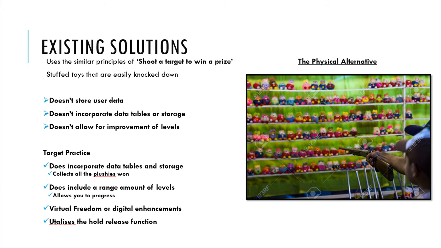Existing solutions. This is a physical alternative found on Google Images. It seems to follow the same principles of the game, which is shoot a target and win a prize. However, the game does not store user data, doesn't incorporate data tables or storage, and doesn't allow for leveling. My game, Target Practice, will incorporate data tables and storage through all the plushies won. It will include a leveling system that allows you to progress to give a sense of achievement. It can be played anywhere as it is a virtual game and can be modified. The game introduces a new hold and release function.